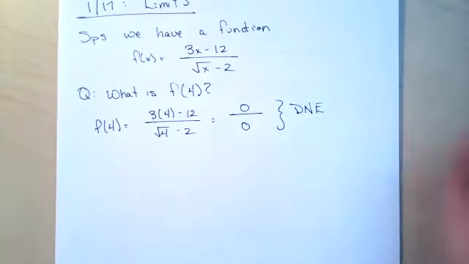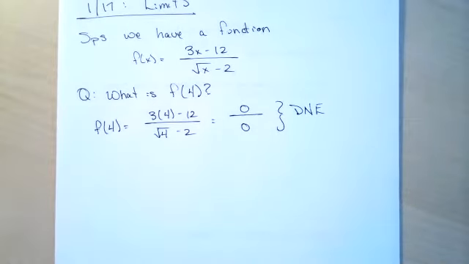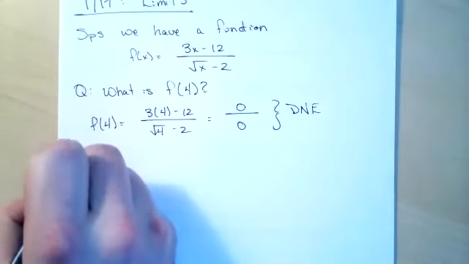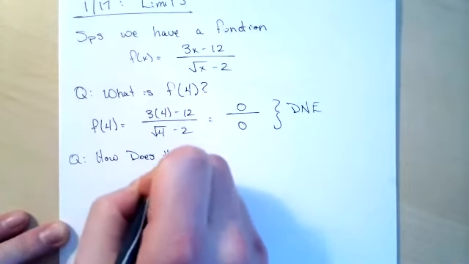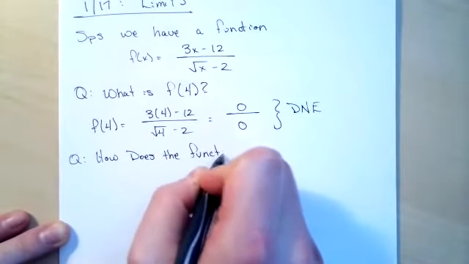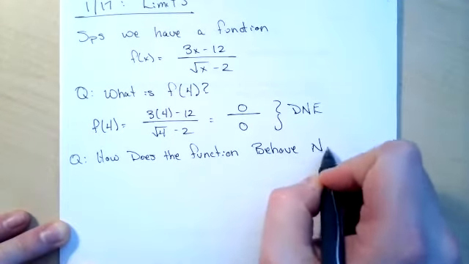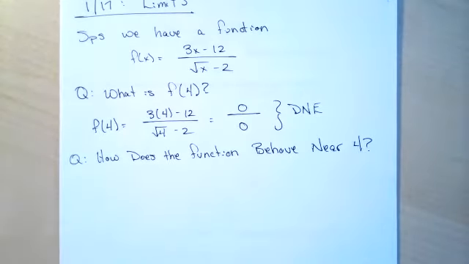Primarily, when we were talking about domains and ranges last week, we cannot divide by 0. And so plugging in 4 will give us a 0 in the denominator. We cannot do that. This is undefined or does not exist. So the alternative question is, how does the function behave near 4?